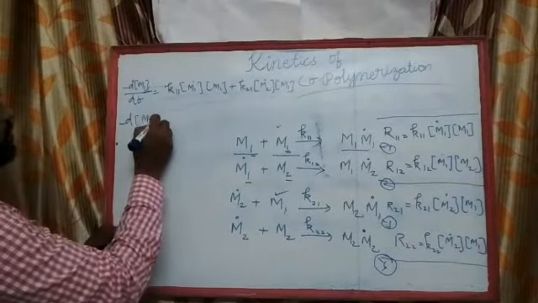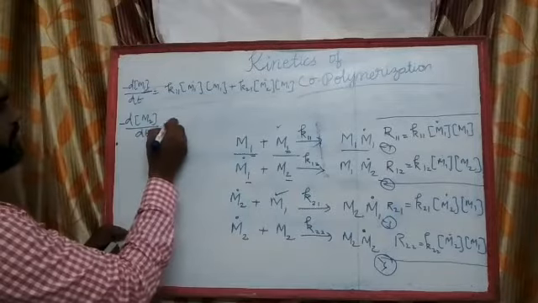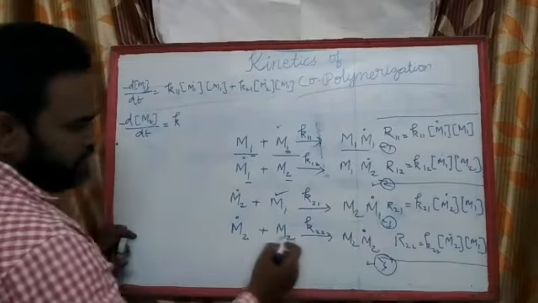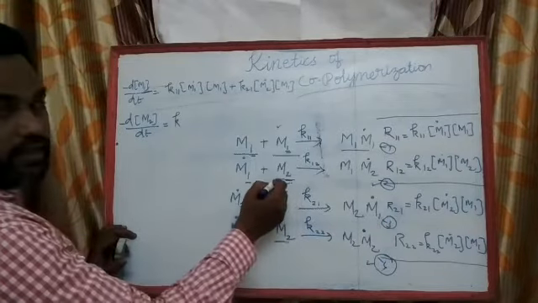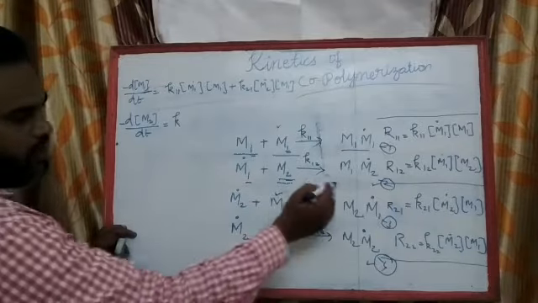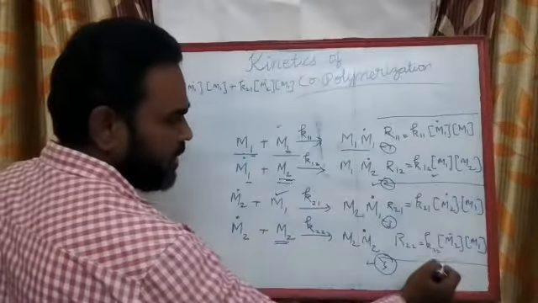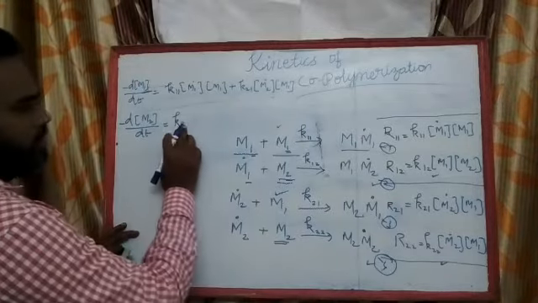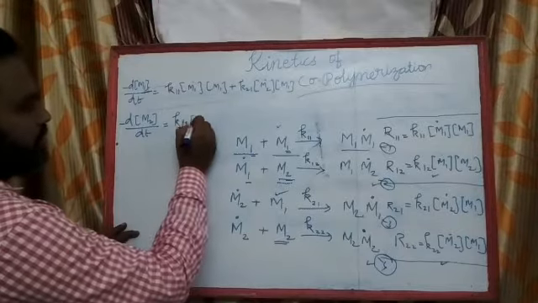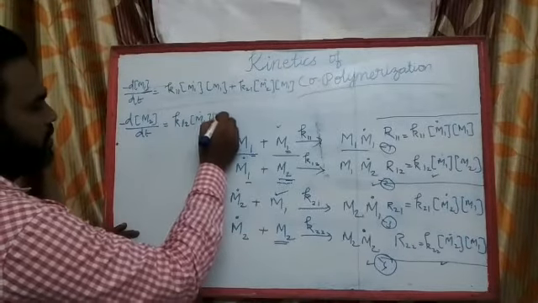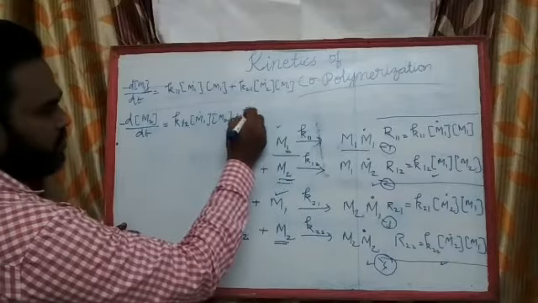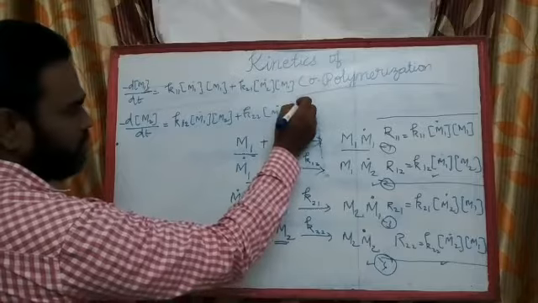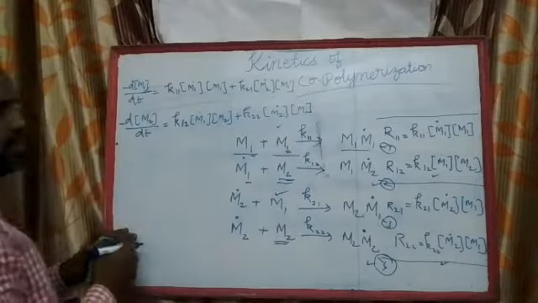Now, what is the rate of disappearance of the second one? Minus dM2 divided by dt is equal to: M2 disappears in the second step and in the fourth step. So I have to sum up these two rates, step 2 and step 4. Step 2: K12 concentration of M1 dot M2, plus fourth step K22 M2 dot M2. Okay, so I have got these two.